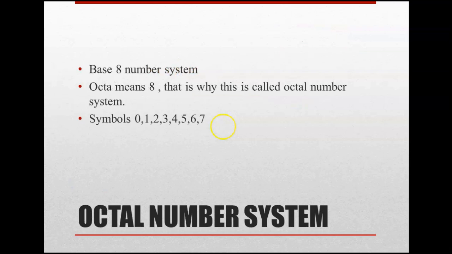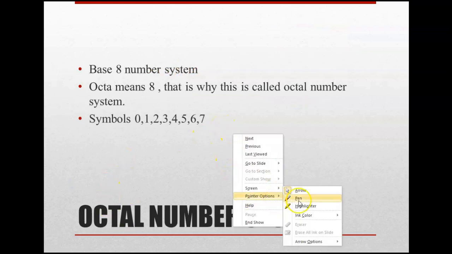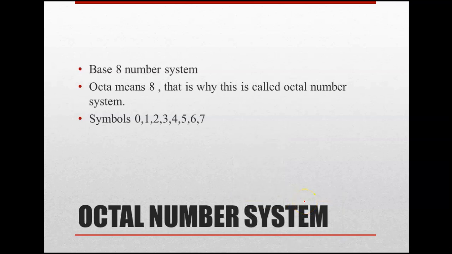Now the third number system is the octal number system. Octal is total 8, so total 8 symbols we are using to represent an octal number. Base value is 8. So for any number, suppose 1, 2, 3, if you are taking a base value 8, this is considered as an octal number system. Octal means 8, that is why it is called the octal number system. And the symbols which we use to represent an octal number are from 0 to 7.